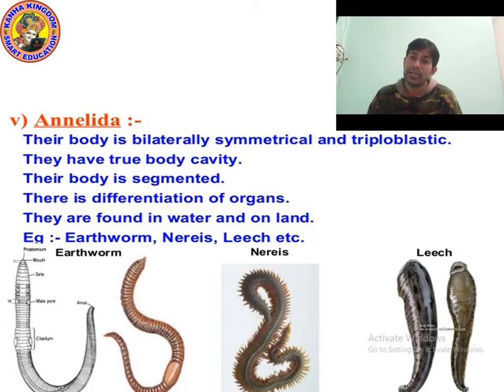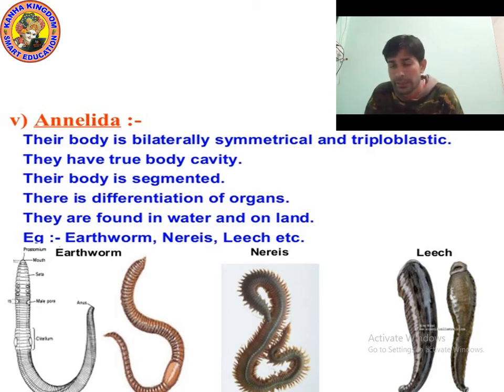They are found in water as well as on land. They have a true body cavity. Like earthworms and leeches, you can see the picture of an earthworm and the picture of a leech. You might have seen them. So these are Annelida. I hope that you got what Annelida is.